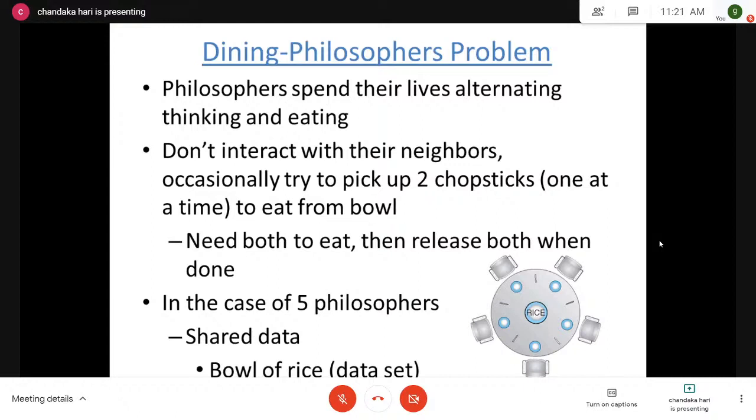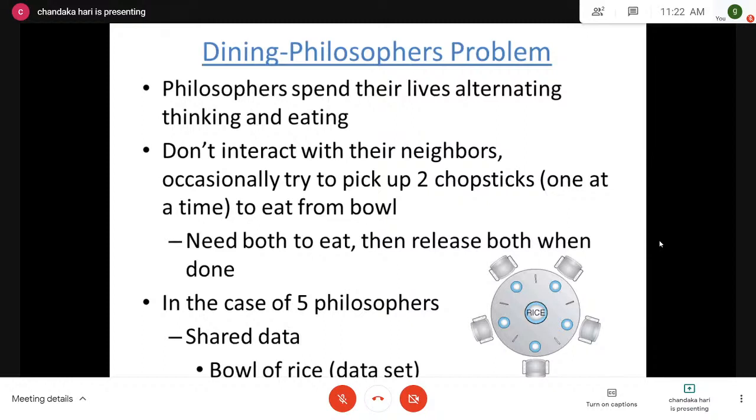They don't interact with their neighbors, except occasionally, and try to pick up two chopsticks, one at a time, to eat from a bowl. Suppose each one has some rice on their plate, and one chopstick has been placed between each pair of plates. In order to eat, everyone needs two chopsticks, but there are only five chopsticks. If every philosopher is holding one chopstick and waiting for the chopstick held by someone else, then no one is allowed to eat, and all processes enter into deadlock.